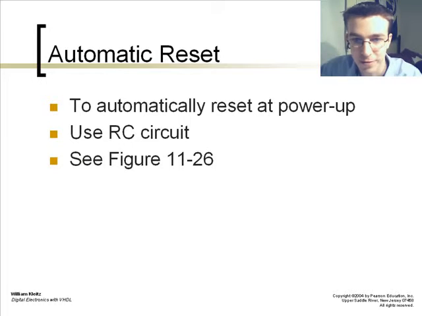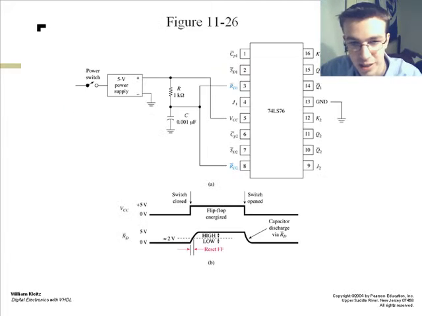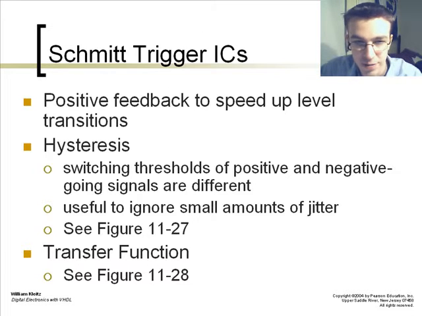This automatically resets at power up. You use the RC circuit as shown in figure 11-26. Here you have the RC connected up to your 7476 JK flip-flop. You have Schmitt Trigger ICs. There's a positive feedback to speed up level transitions.